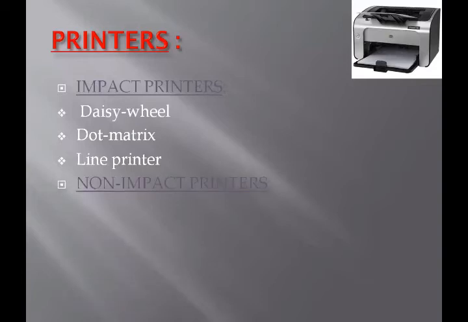Non-impact printers. Non-impact printers include laser printer, inkjet printer, etc. First one is inkjet printer. Spraying ink on a sheet of paper, inkjet printers produce high quality text and graphics. Laser printer uses the same technology as the photocopier machine. Laser printers produce very high quality text and graphics.